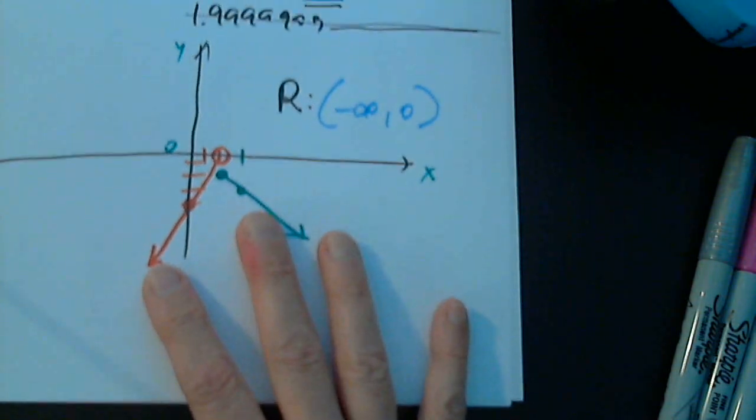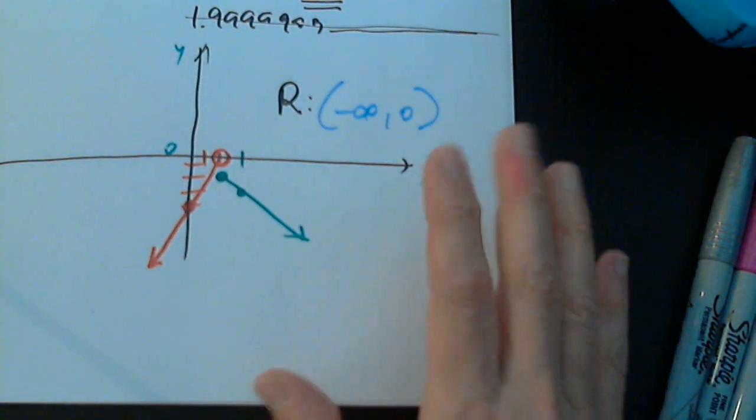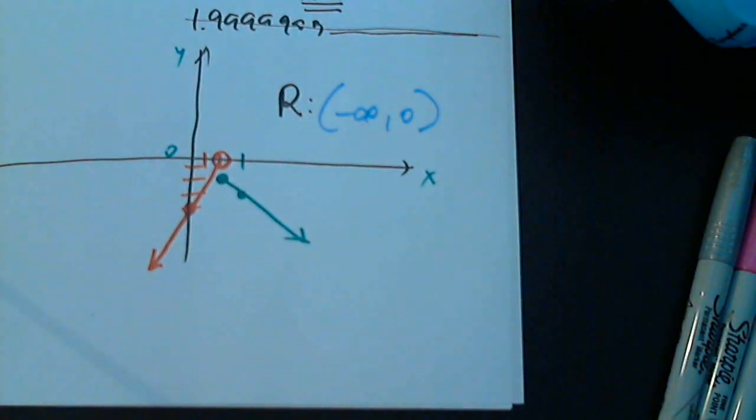I have to say, although I'm sure you understood this, a lot of people have difficulties with a piecewise defined function. Why? I don't know.